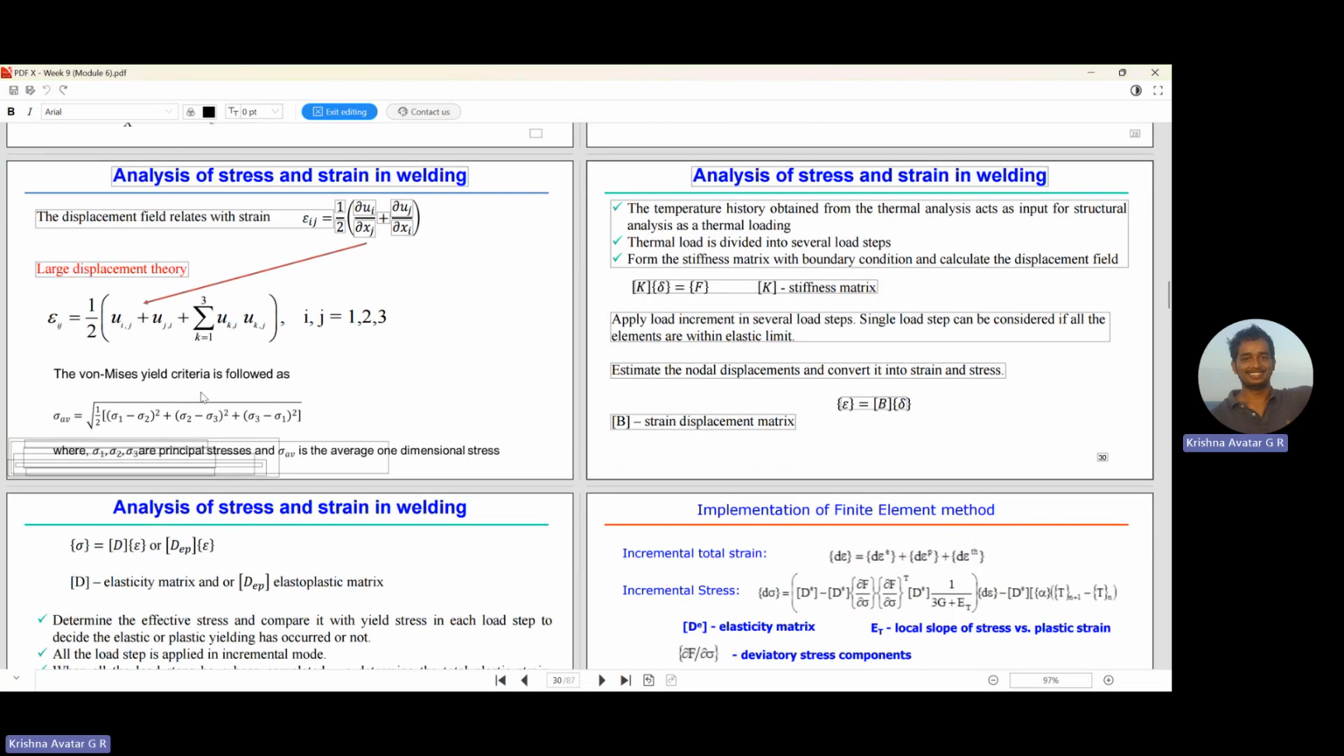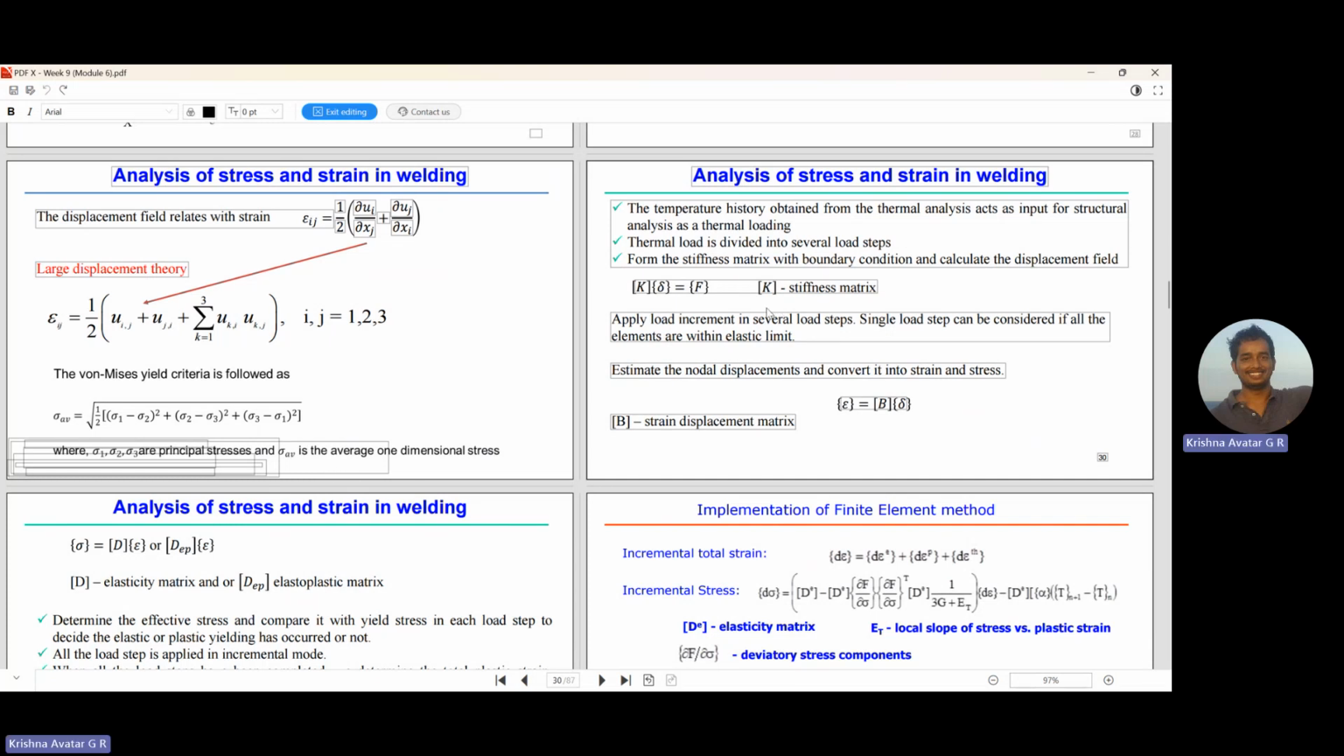Then the von Mises yield criterion is followed as this, which is what we had looked at when we were talking about the yield surface, and this essentially follows from the distortion energy. Right, and so von Mises stress is given by root of 1 by 2 into the difference of the first 2 principal stresses squared, plus the difference of the second two principal stresses squared, plus the difference of the first and third principal stresses squared, right?